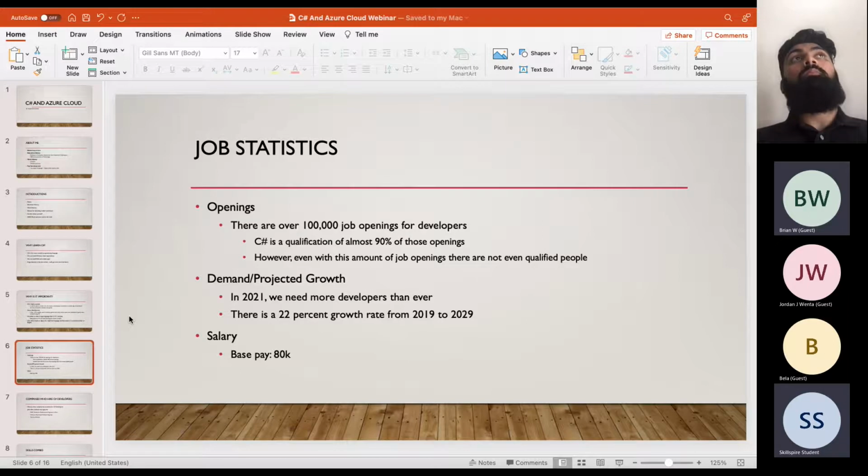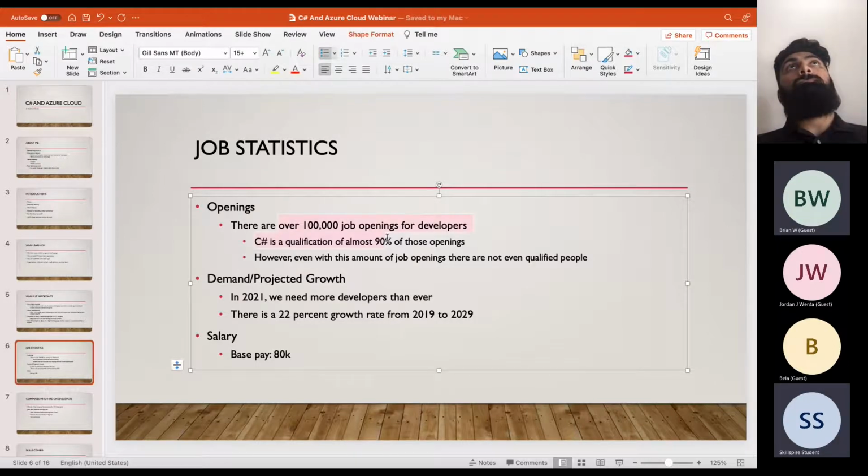Okay. And then from 2019 to 2029, there's actually a 22% growth rate. So even though we have all of these jobs that are open, we're actually going to get more jobs that are going to be open, just because of the demand in the tech industry, since the world is now moving towards a technology based world.